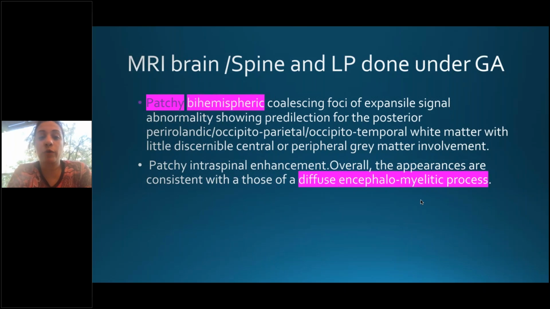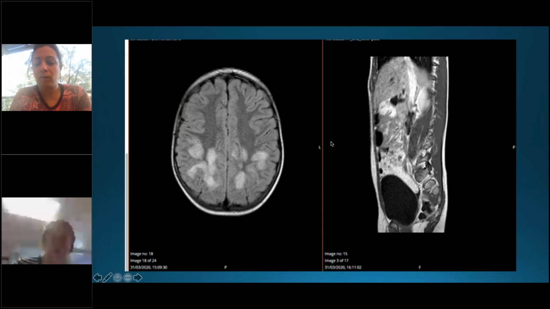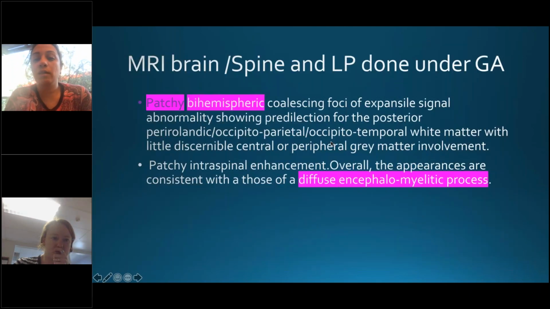And there were patchy bihemispheric changes, mainly in the white matter with some involvement of the gray matter. I have actually his actual images. So as you can see on the MRI, those bilateral bright white changes. So increased signal on both sides, mainly affecting the white matter. And we also had some perispinal enhancement in the spine, as you can see by this white swollen part here. So it was diffuse changes in the brain and the spine, a diffuse encephalomyelitic change.